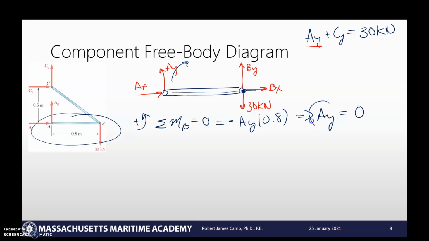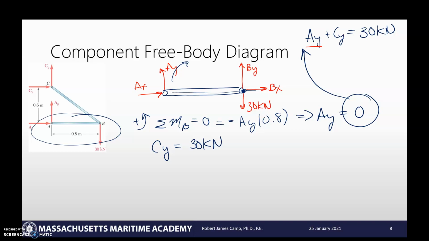Now what I can do is take this AY, plug it back into this other equation, because even though it is the structure, AY is AY, and so by doing that, that's going to tell me that CY has to be 30 kilonewtons.